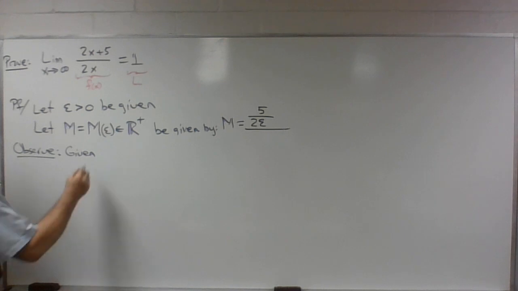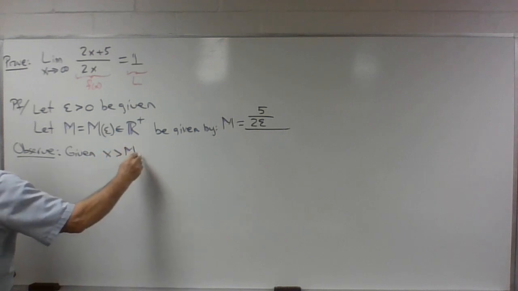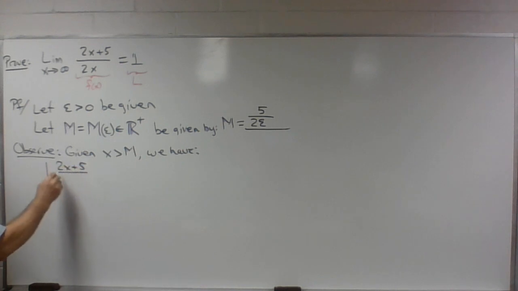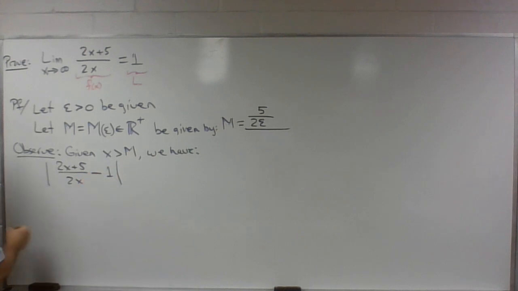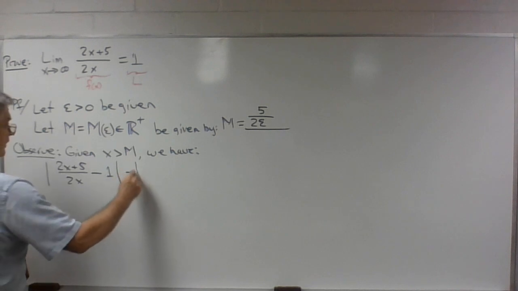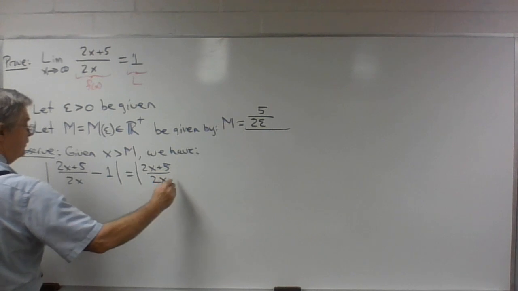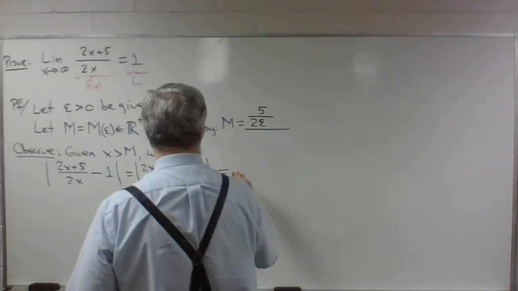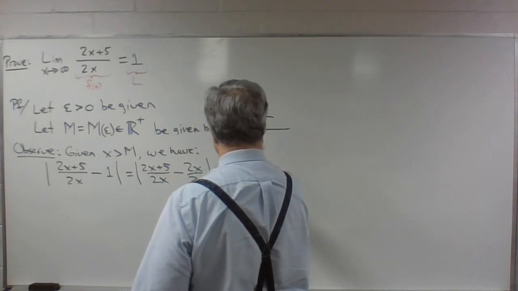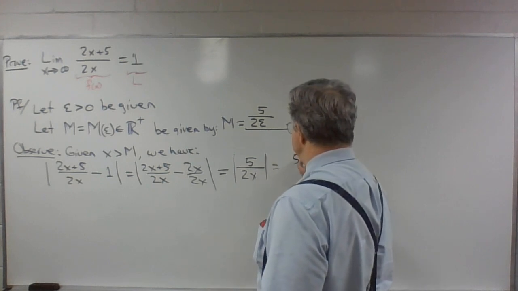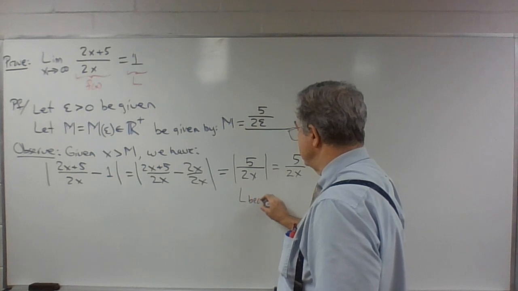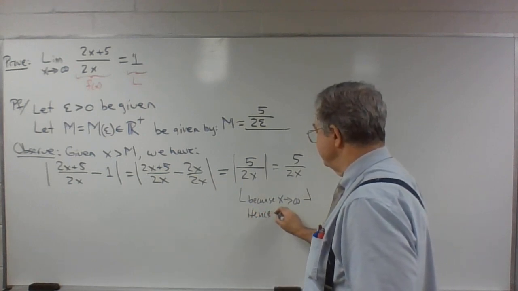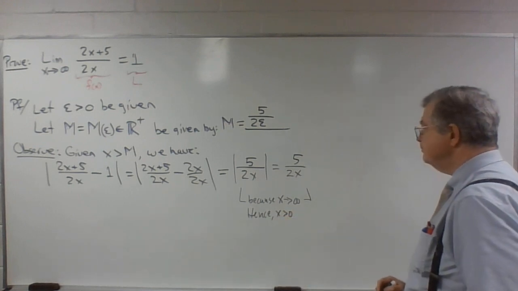So let's see. Given x greater than m, we have our f of x, 2x plus 5 over 2x minus our limit 1, and that's equal to 2x plus 5 over 2x minus 2x over 2x, which gives us the absolute value of 5 over 2x. But that's the same as 5 over 2x because x is going to infinity, hence x is greater than 0. Okay.